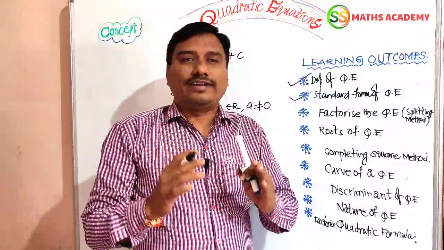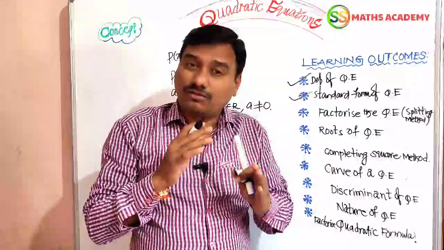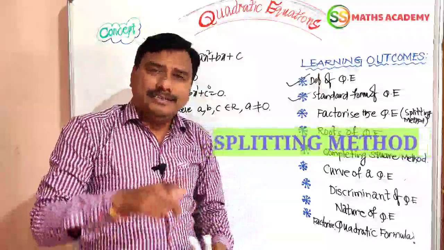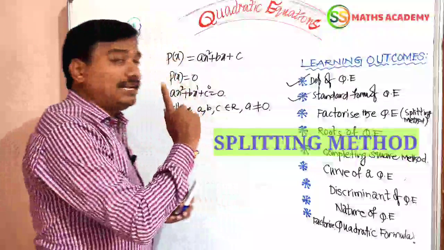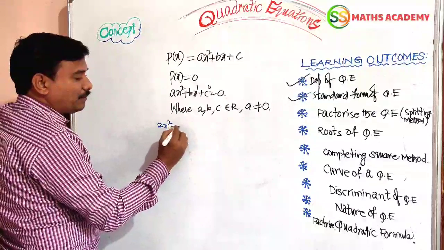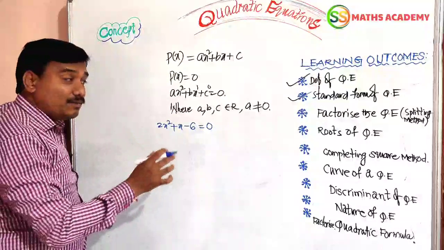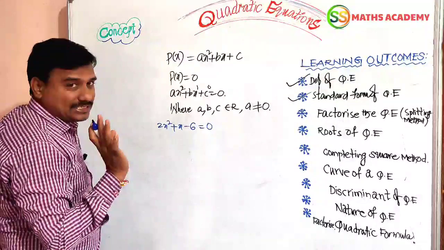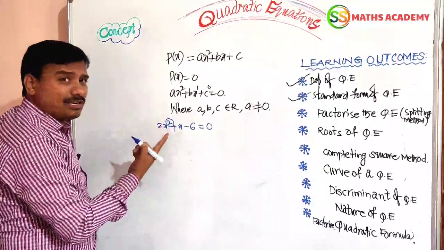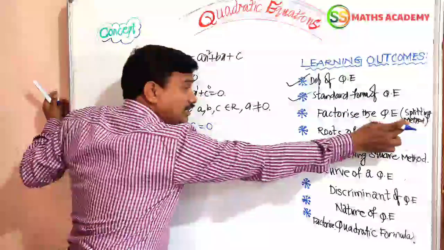Now, how to find the roots of the quadratic equation by using the splitting method? Let us see. Now factorize the quadratic equation by using the splitting method. I take one example, then we can understand cent percent. For example, 2x square plus x minus 6 equals 0. It is a general example of a quadratic equation in variable x. It is clear, right? The highest power is 2, degree is 2, so it is called a quadratic equation, no doubt at all. Now I have to find the roots of this quadratic equation by using the splitting method.